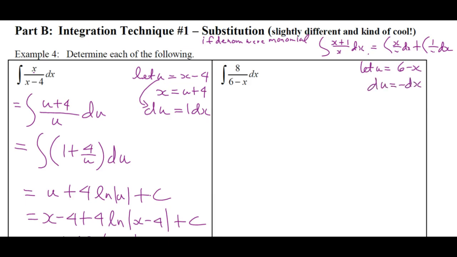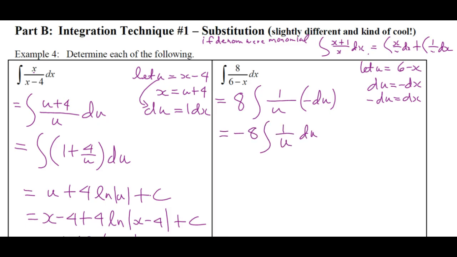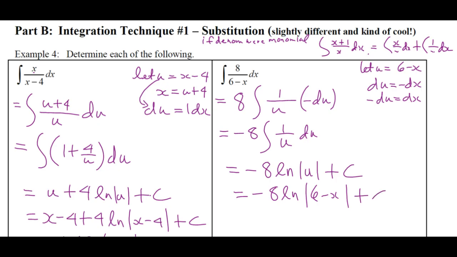Negative dx. Okay, well, I don't have a negative, I've got an 8, but the 8 can go out front. So negative du is equal to dx. So the 8 can go out front, 1 over u, negative du, so negative 8. The 8 being a constant, you could leave it in there, it doesn't really matter. You can move it out front, either way it won't make any difference in the end. So this will be negative 8 ln absolute value of u plus c. But we're not done because you can't leave a u. Negative 8 ln, what's u? 6 minus x, plus c.